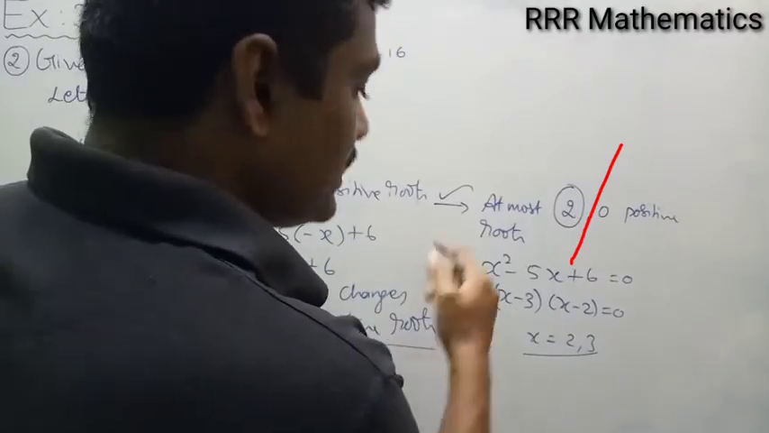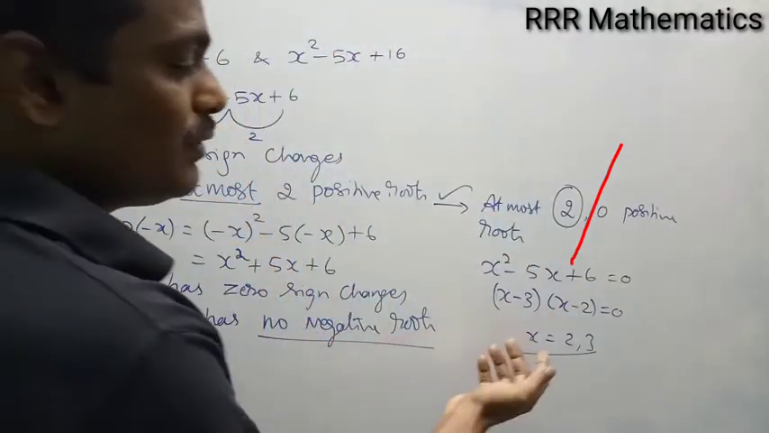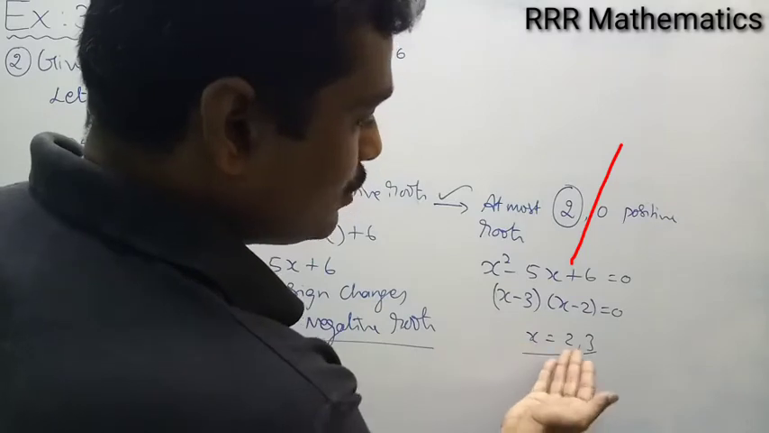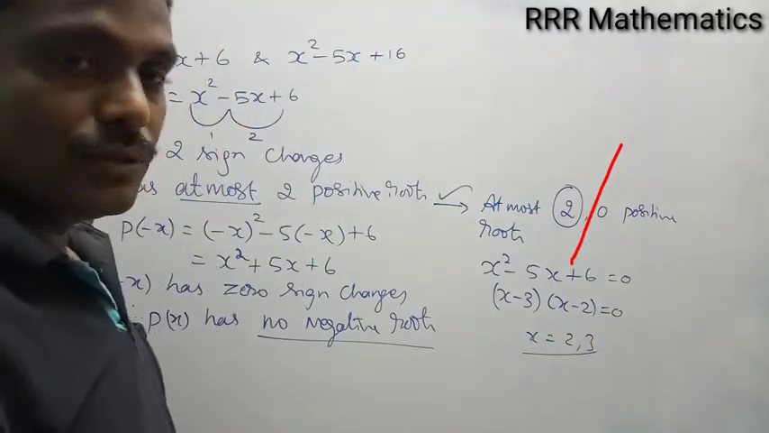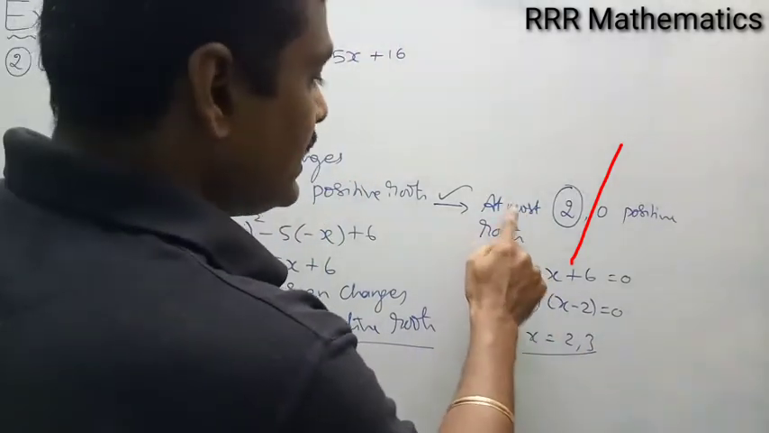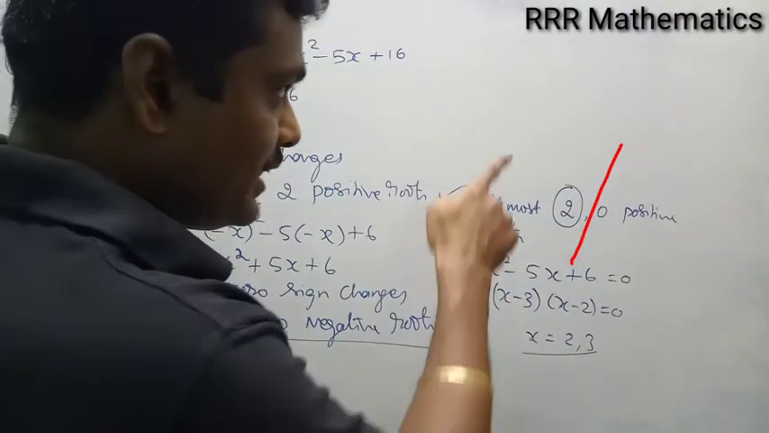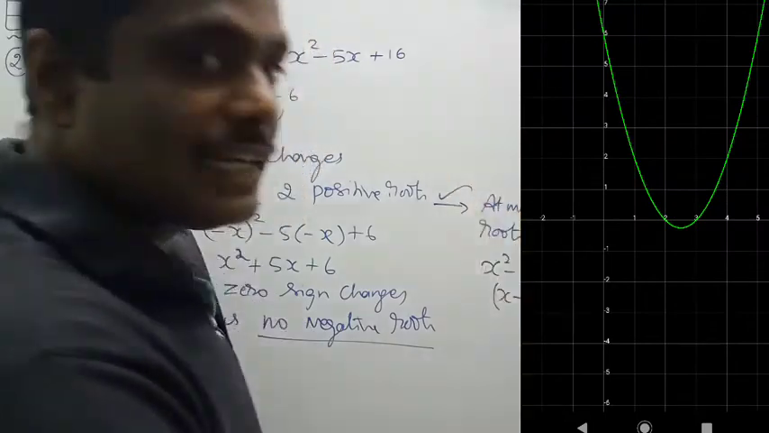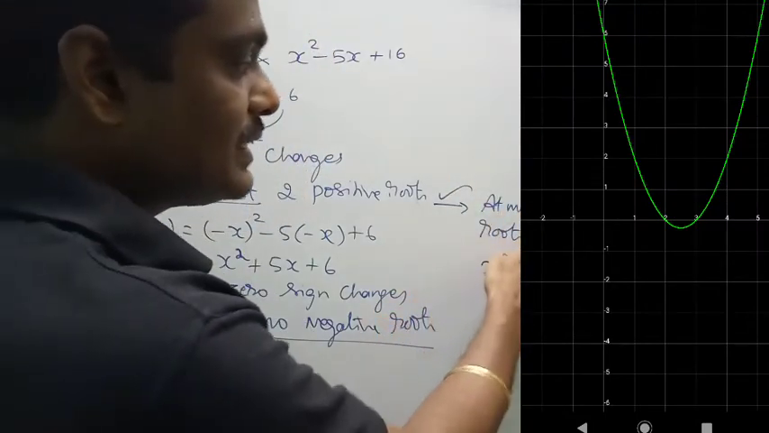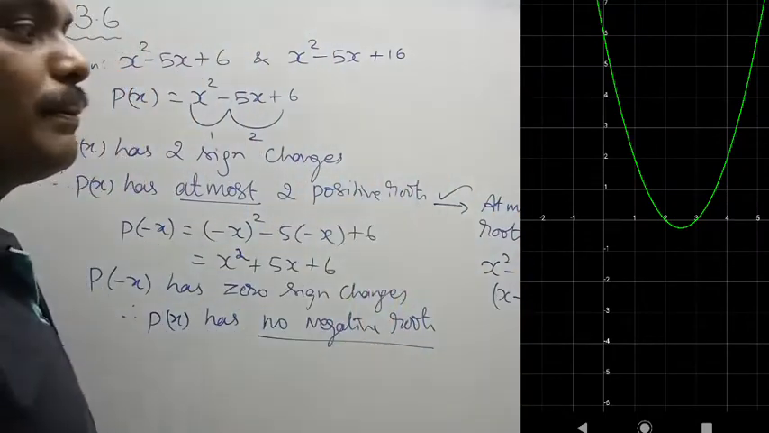But in this case, I wanted to draw the graph. Before that, I can factorize directly. I am getting 2 and 3. These two are positive roots. So in this case, it has at most two positive roots by Descartes' rule, but I can say from the graph that it has exactly two positive roots. See the graph? Got it?